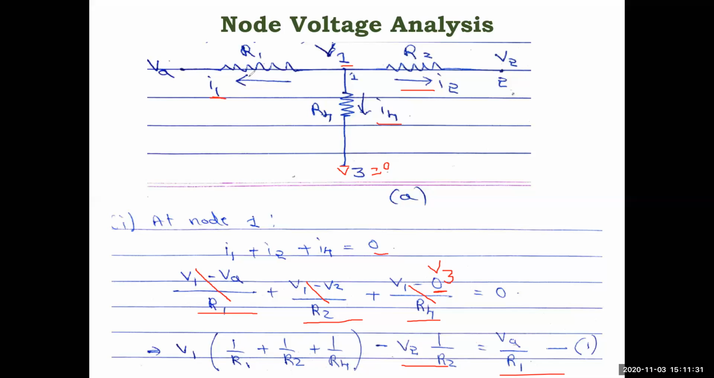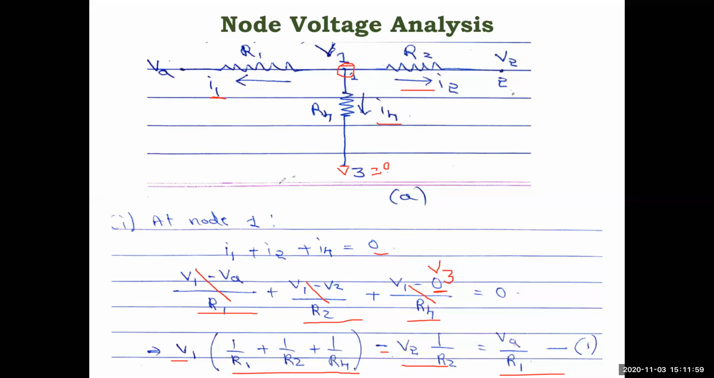For the self node, all the resistances connected to this node 1 are self, and those will be plus. See here R1, R2, R4 with plus signs. Then what is mutual between this node and the other node? R2 is mutual, right? So that's why a minus sign is there, and you have V2 by R2. That resistor will be there in reciprocal.